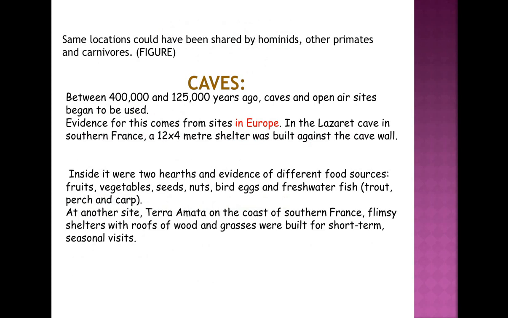So the remains of food were also collected, for example fruits, vegetables, seeds, nuts and all that, and even freshwater fish, fossilized remains of it. And these three types of freshwater fish are given here: trout, perch and carp. You can look at the diagrams of it on the internet.